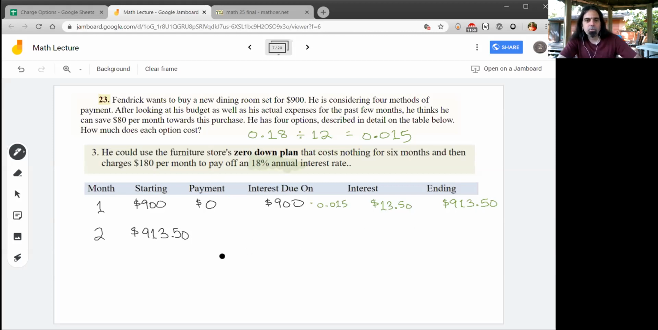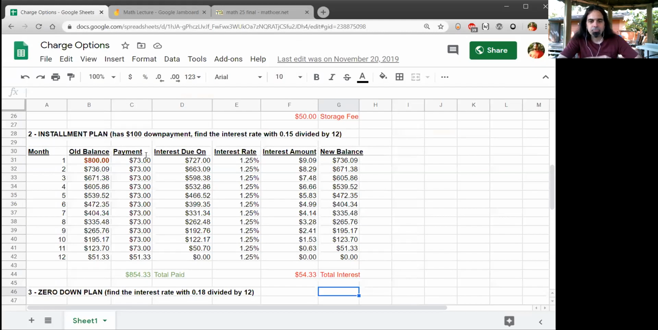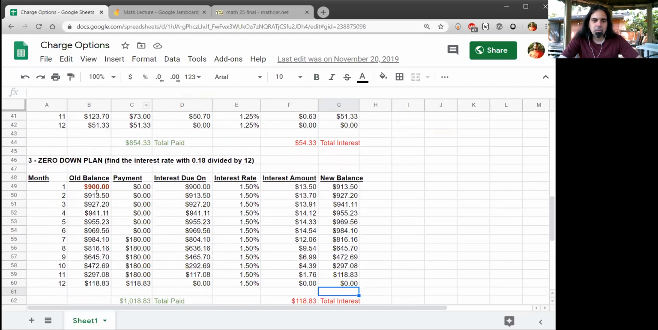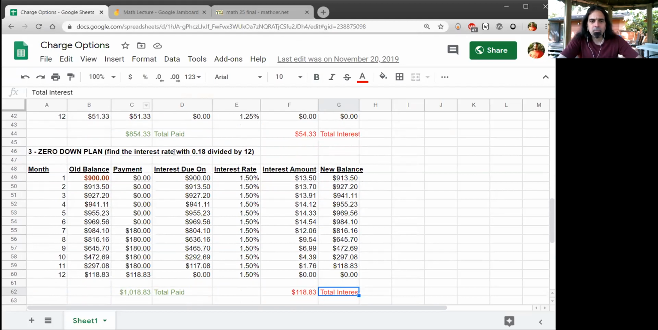So I'm not going to go through the whole table again. That's a waste of class time. But he's starting at 900. His rate was 0.015. We actually used the right numbers, so it matches. And you can see that after 6 months, he now has to pay off $984. So he's going to start doing that. His payments will be $180. Now this interest due on column starts shrinking because he's actually making payments.